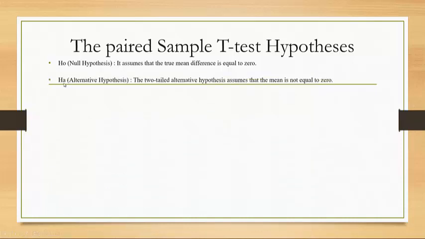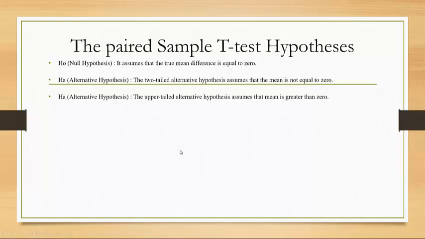And the alternative hypothesis, we denote it with capital H, and in the subscript we put a small a. The two-tailed alternative hypothesis assumes that the mean difference is not equal to 0. Now you can see that I have mentioned another alternative hypothesis. It depends on the nature of our hypothesis. If I am not concerned whether it is more than 0 or less than 0, then in this case the first alternative hypothesis that I have mentioned will be sufficient.